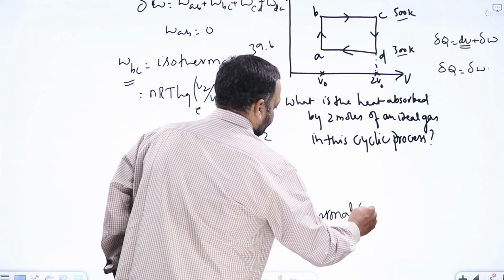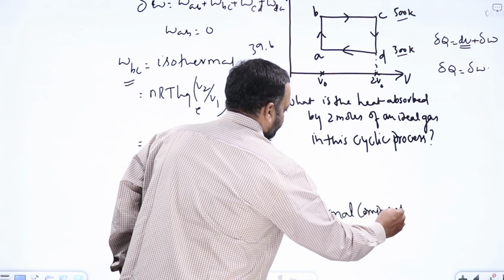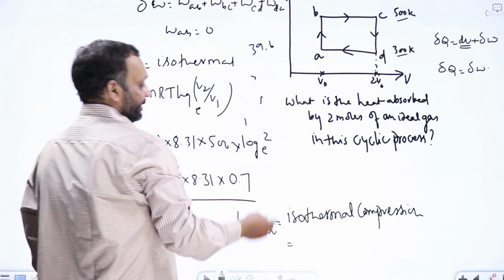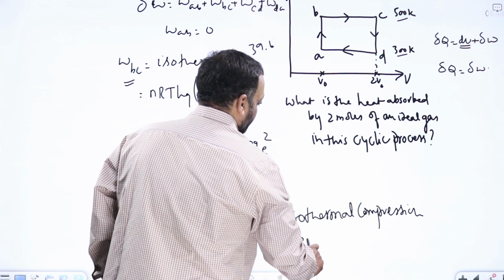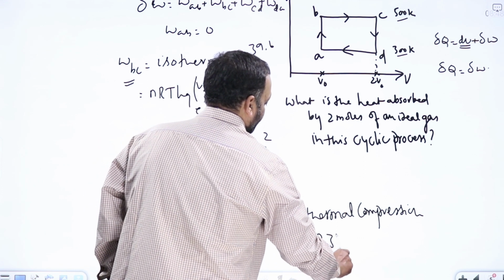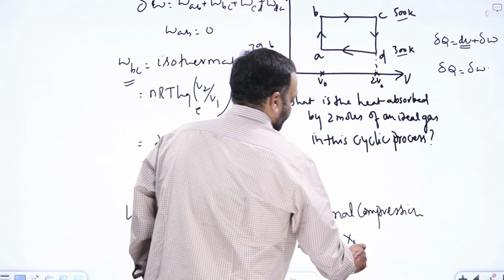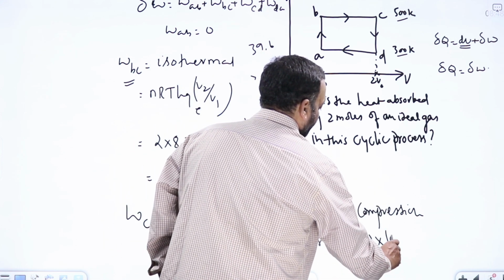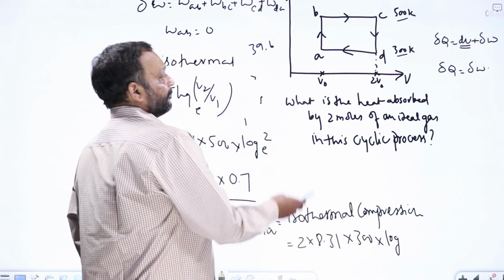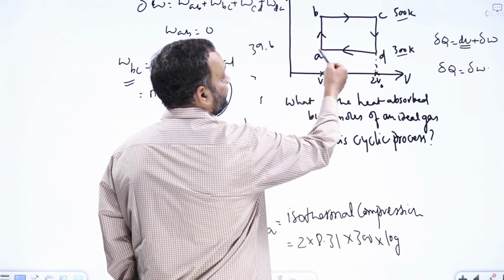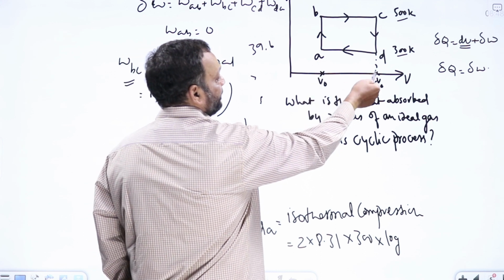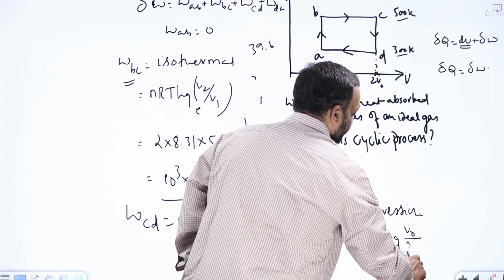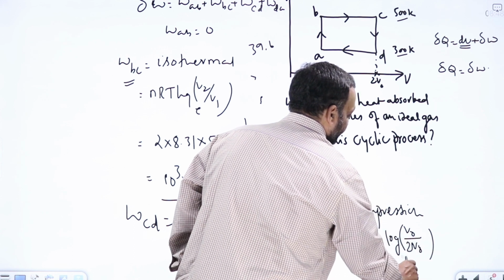Isothermal compression. Okay, at what constant temperature? 300 Kelvin. That is, n is 2 moles into R is 8.31 into temperature 300 Kelvin into log of final volume by initial volume. The system is coming from 2V0 to V0, which means final volume is V0 and initial volume is 2V0. That is log V0 by 2V0 to the base e.